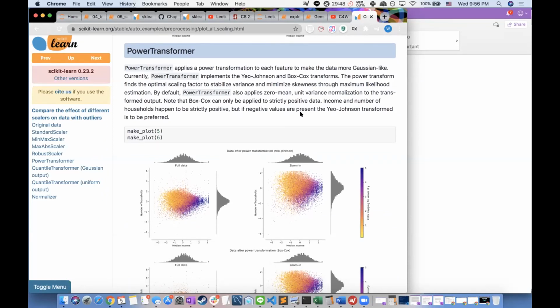Cool. So what are the factors that dictate which transformer we use here? Which are the factors that dictate that?